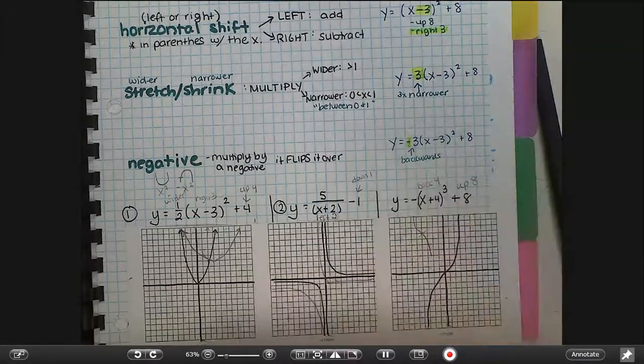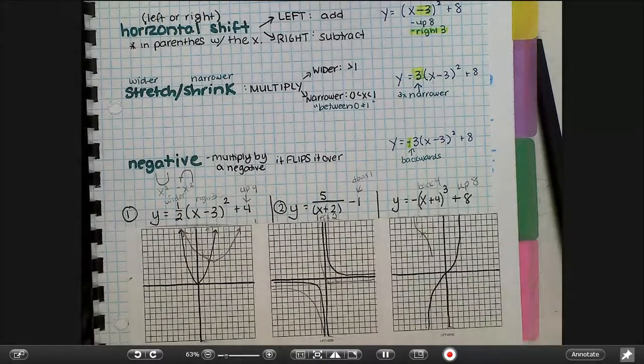All right, hopefully that was a good review of graphing. We're going to go over the other parts of it too, but this is the main gist of what you need to know. Let me know if you have any questions.